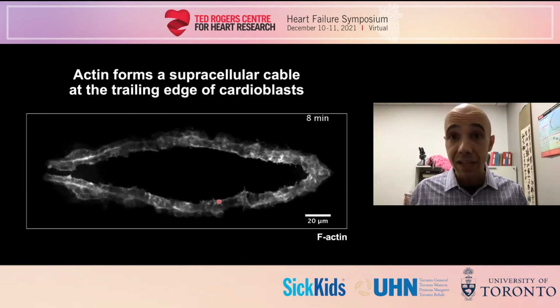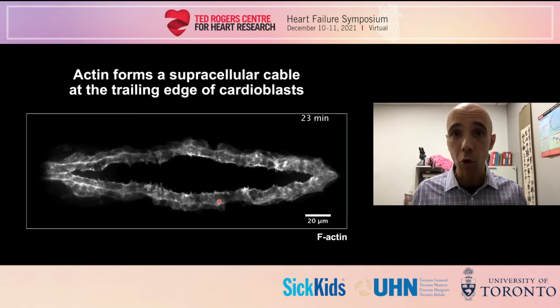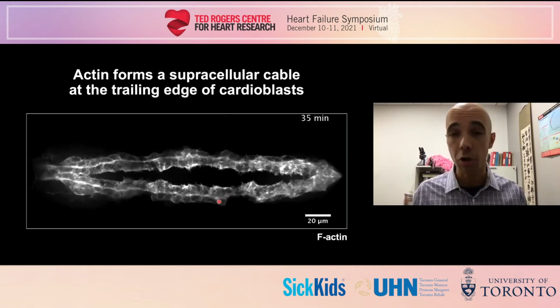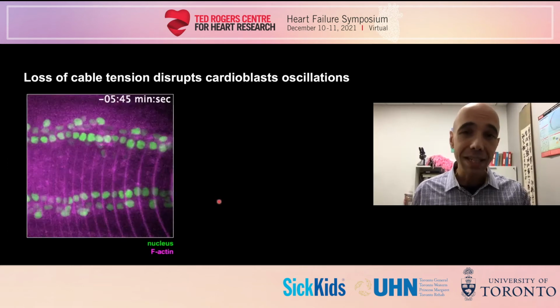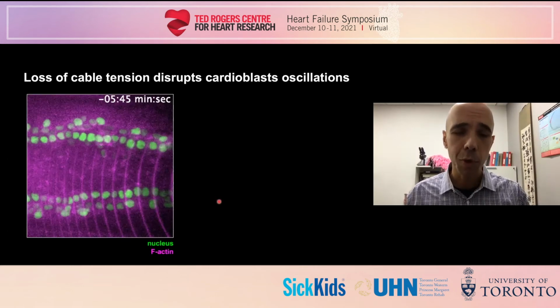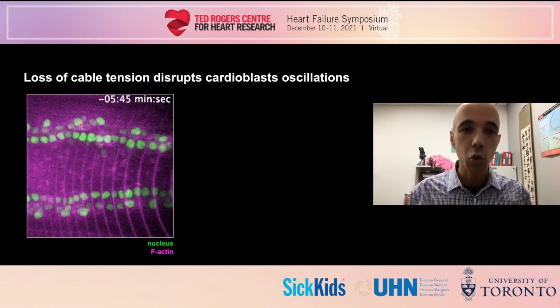And we speculated that if that is the case, then if we disrupt the cable, we should change the oscillatory motion of the cardioblasts. Now, we have only recently started doing that experiment, and the first approach that we've taken to disrupt the actin cable is to sever it, so to cut it at 2 points so that it loses tension. And we sever the cable using an ultraviolet laser.